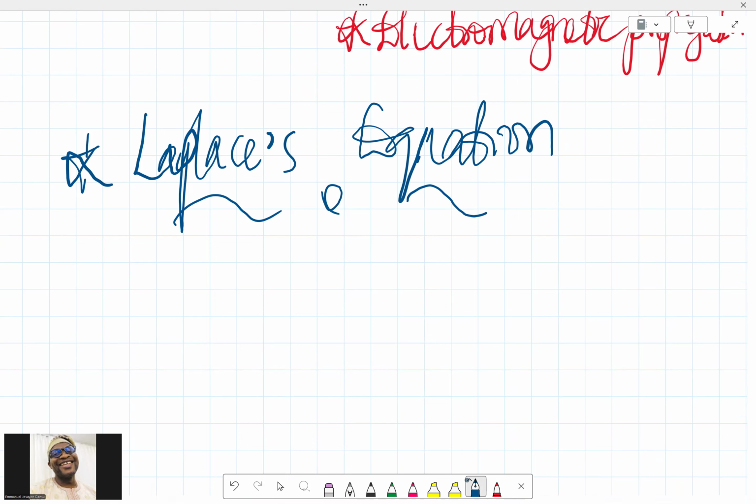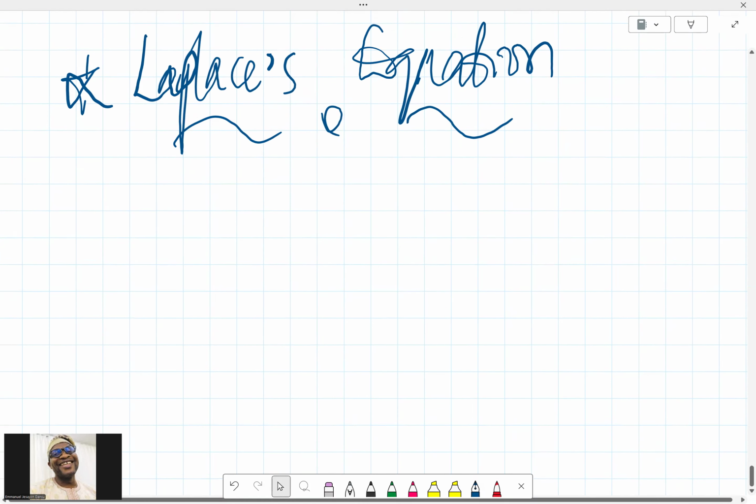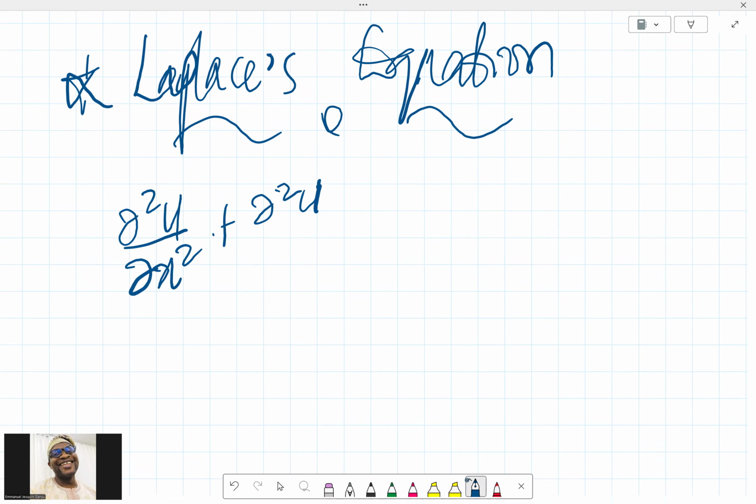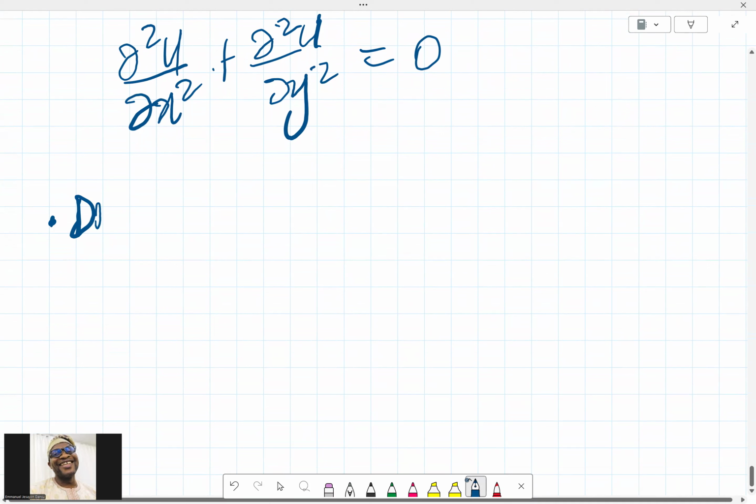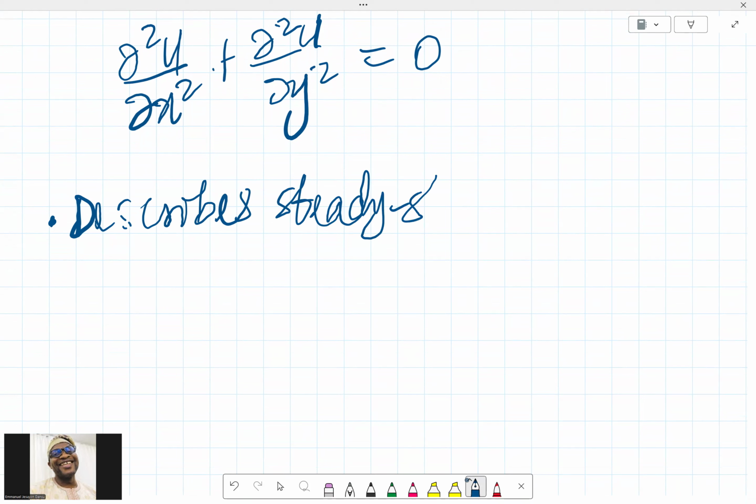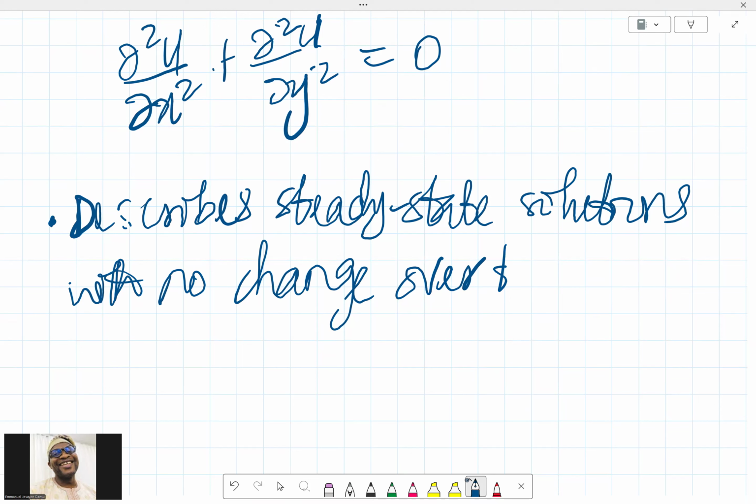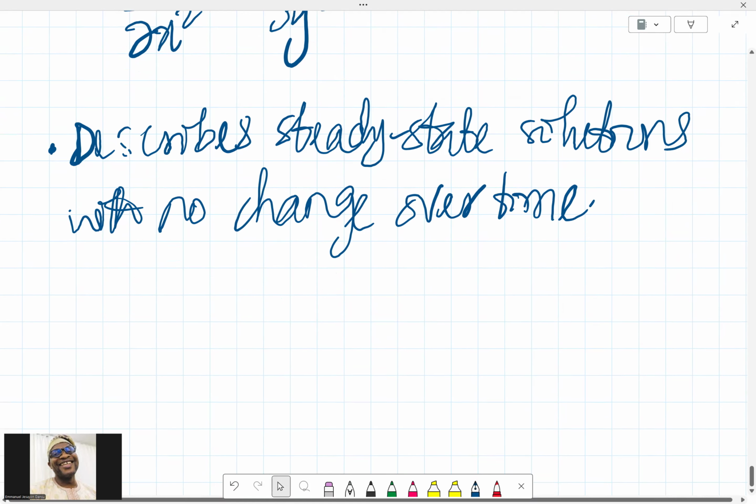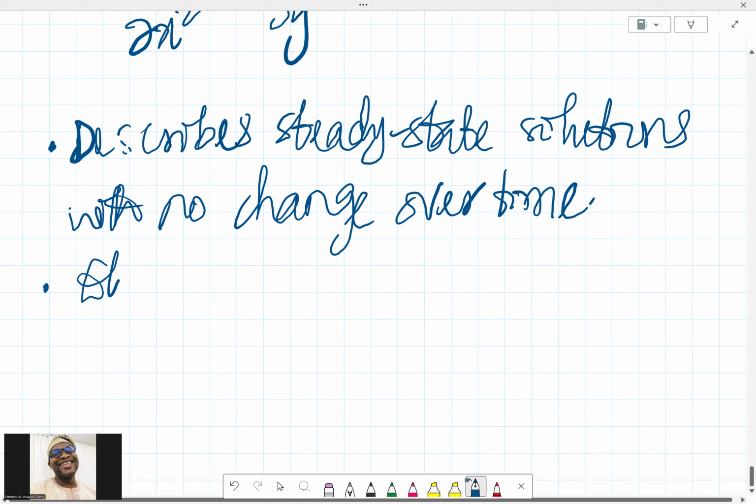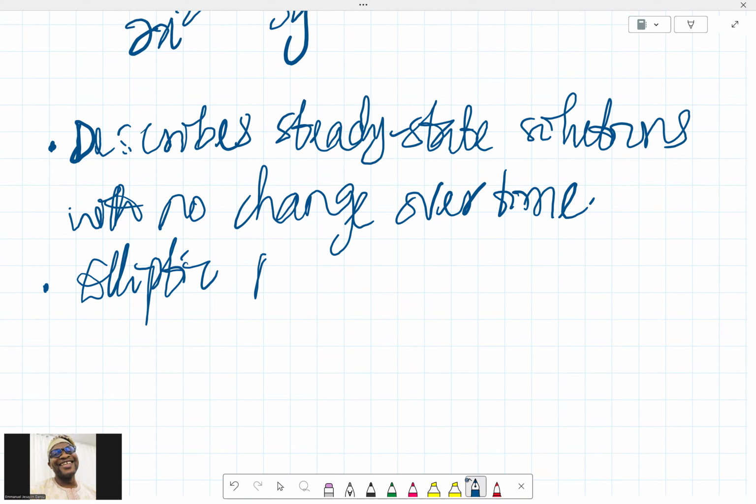So for the Laplace's equation now, what do we get? That is partial squared u partial x squared plus partial squared u partial y squared equals 0. Okay, so this describes steady state solutions with no change over time. Steady state solution with no change over time. Then it is an elliptic partial differential equation.